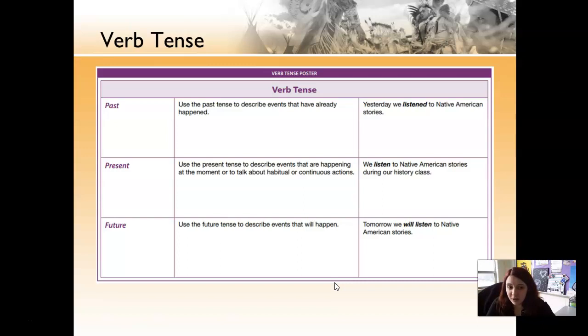We listen to the Native American stories during our history class. That means that's happening right now. And then there's the future tense, something that's going to happen, that will happen. Tomorrow we will listen to the Native American stories. So notice how we use the same exact verb, but we've changed it to accompany past, present, or future tense. It's very important we keep that in mind when we're writing. We have to figure out which tense we stay in.